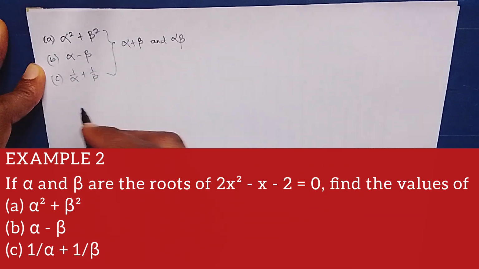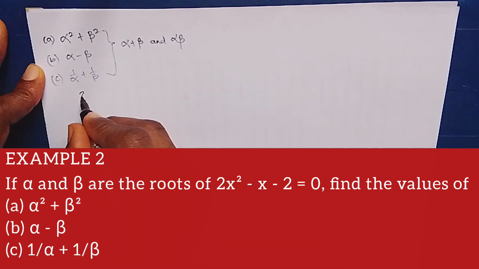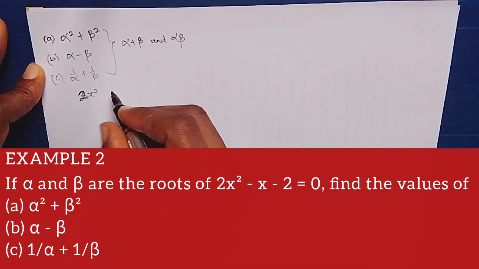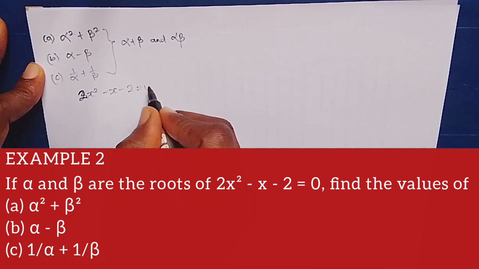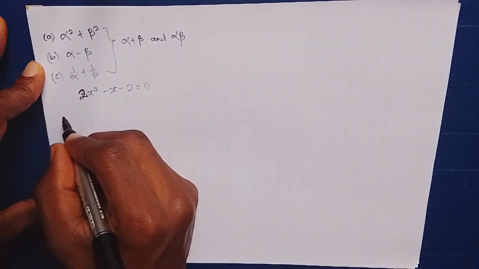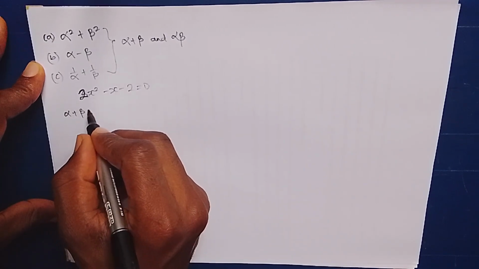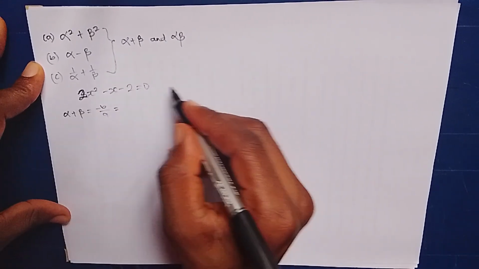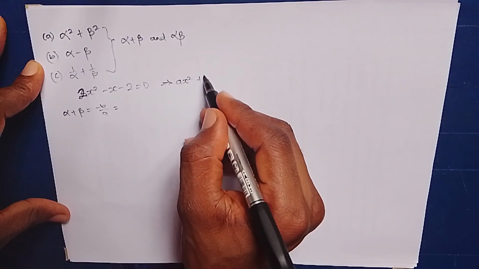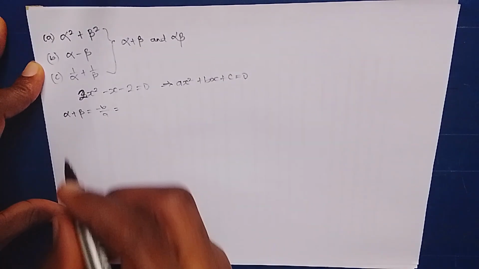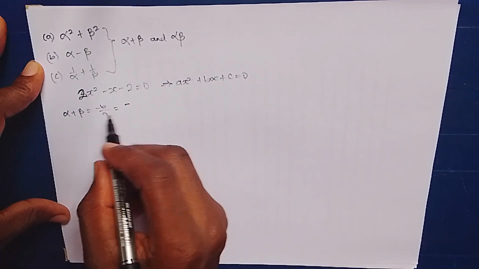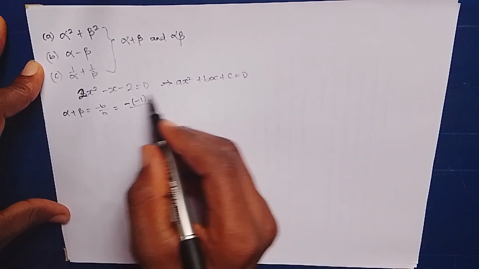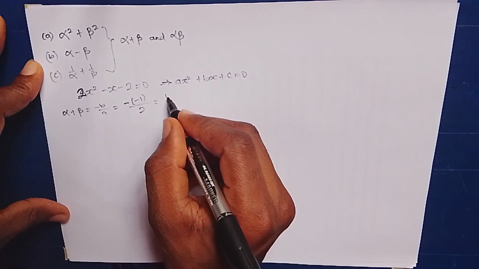Now, the equation is 2x squared minus x minus 2 equals 0. Let's first of all find our alpha plus beta. Alpha plus beta is minus b over a. So from this, comparing this with our ax squared plus bx plus c equal to 0, we deduce that our b is equal to minus 1 and our a is equal to 2. So alpha plus beta here is equal to 1 over 2.